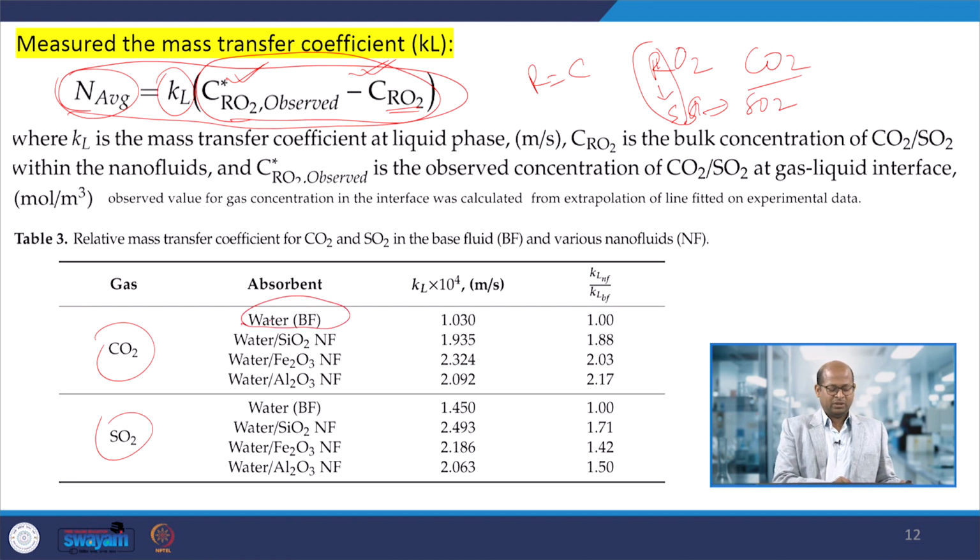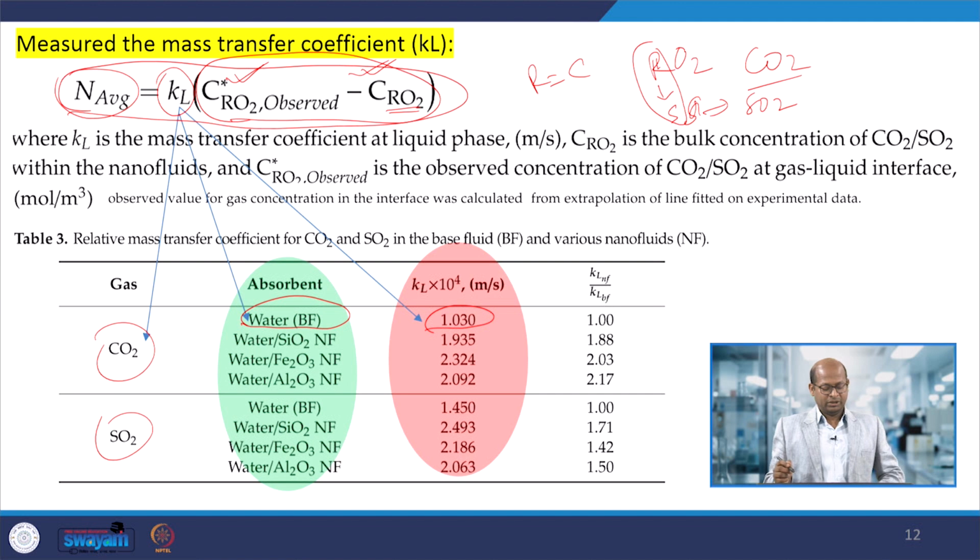It has been observed that if we use water as the conventional solvent, then the mass transfer coefficient KL is 1.03. So with that water, if we add some SiO2, Fe2O3 or alumina nanoparticles, the base fluid changes into SiO2 water, Fe2O3 or alumina. Then you can see that the mass transfer coefficient gradually increases depending upon the nanoparticles we are using with the base fluid to make the solvent that can be used for the separation of CO2 from the CO2 rich gas.